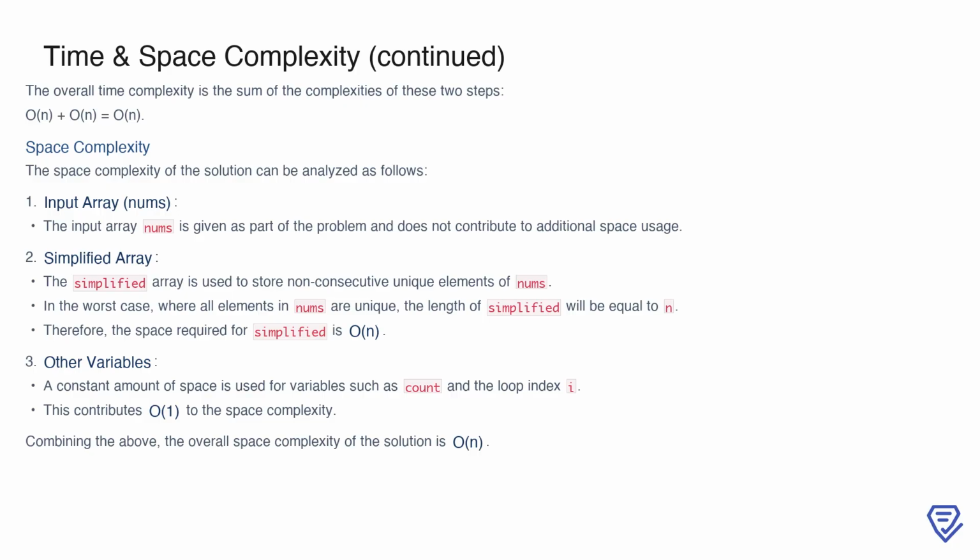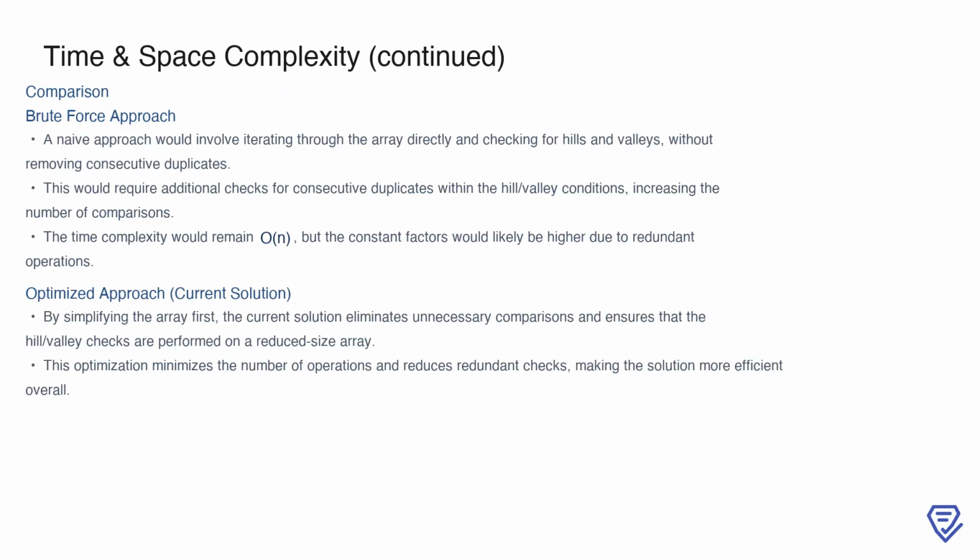Therefore, the overall space complexity of the solution is dominated by the simplified array, making it O(n). Let's compare this optimized solution with a brute force approach. A naive method would involve iterating through the array and directly checking for hills and valleys without removing consecutive duplicates. While this method still has a time complexity of O(n), it requires additional checks for consecutive duplicates during the hill or valley condition evaluations. This increases the number of redundant operations, making the constant factors in the time complexity higher.